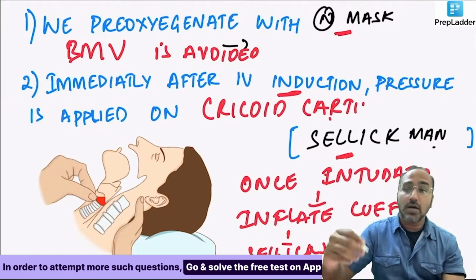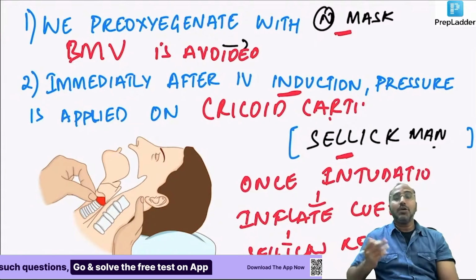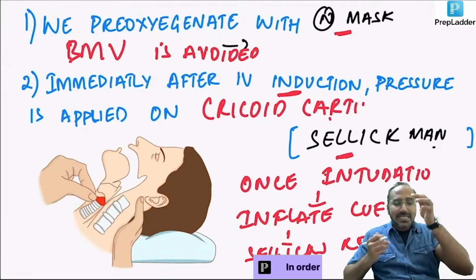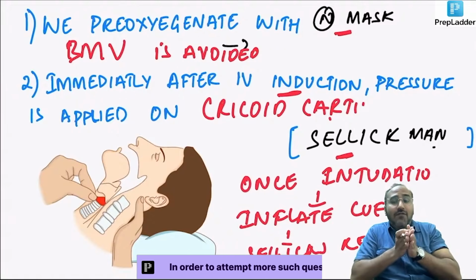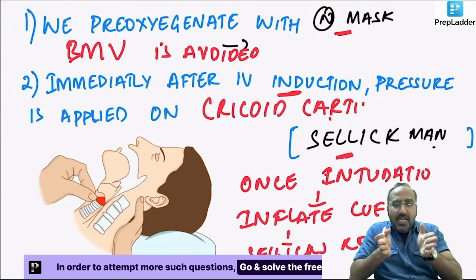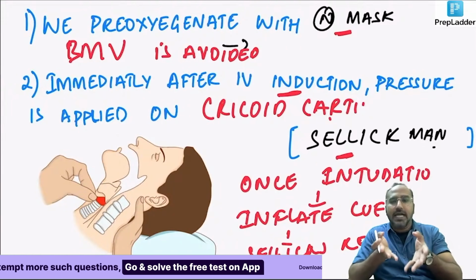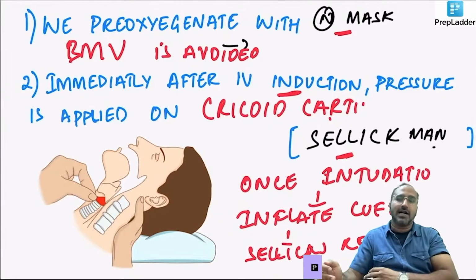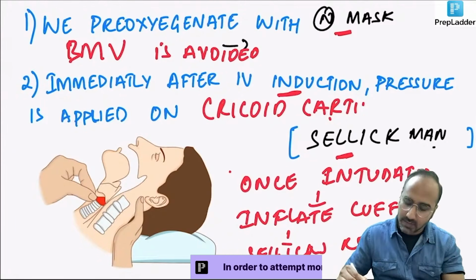Sellick's maneuver. Now, sometimes they might ask you, when do you remove Sellick's maneuver? So, the answer should be what? Once I intubate and inflate the cuff. Once I inflate the cuff, then only I am sealing the trachea, right? So, Sellick's maneuver is removed once I intubate and inflate the cuff. Then Sellick's maneuver can be removed.